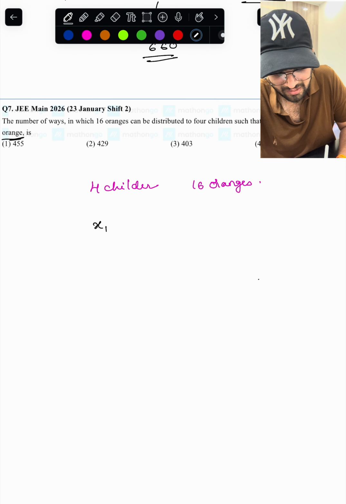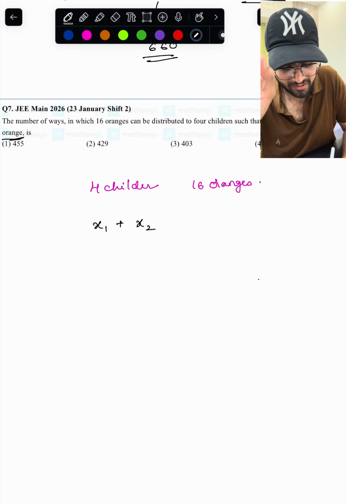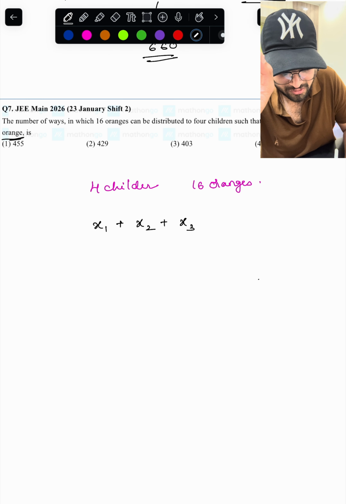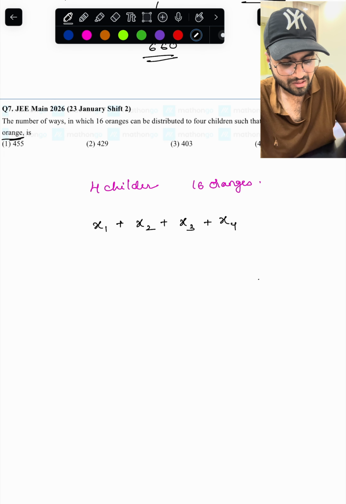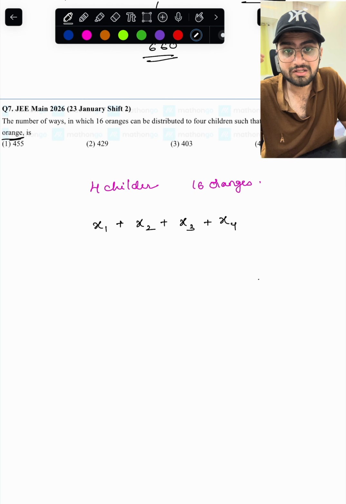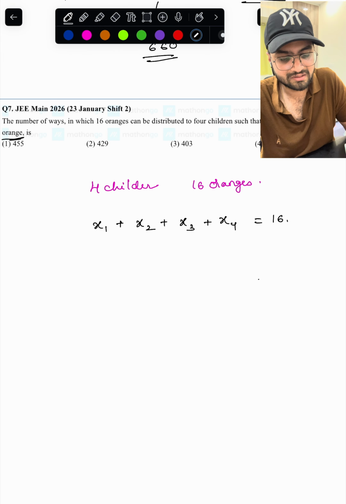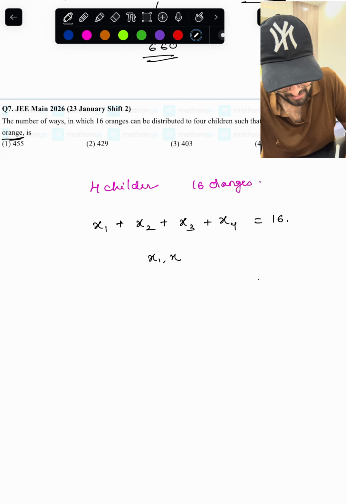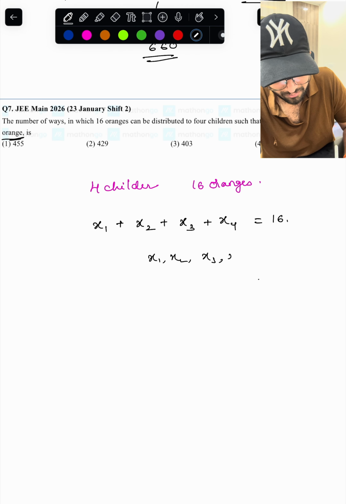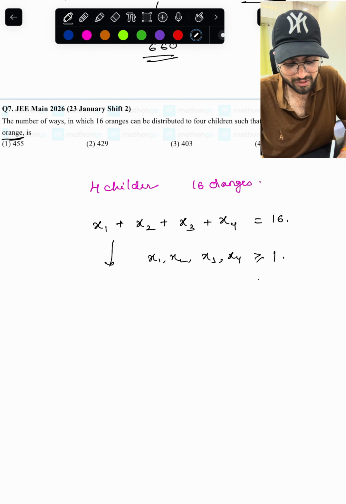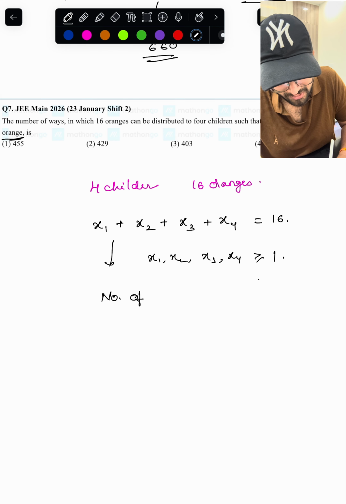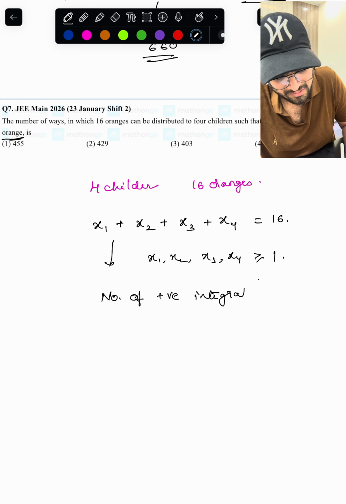Let us say x1 be the number of oranges child 1 gets, x2 be the number of oranges child 2 gets, x3 is the number of oranges child 3, and x4 is the number of oranges for child 4. The total number of oranges must be equal to 60. Now each of x1, x2, x3, x4 must be greater than or equal to 1. That means we need the total number of positive integral solutions for this equation.